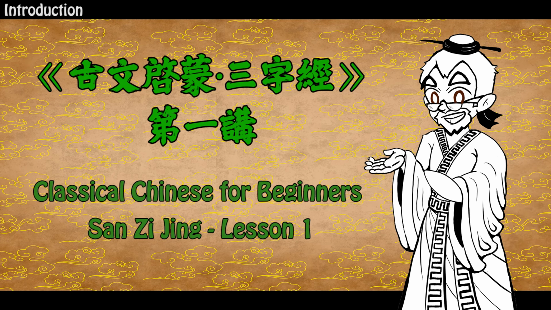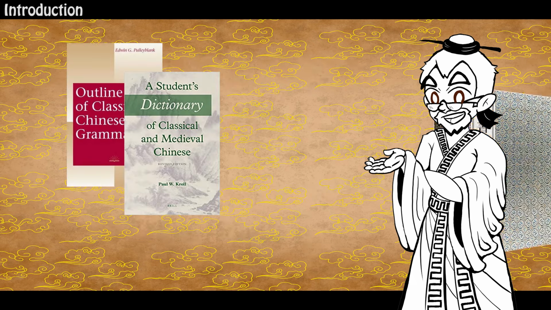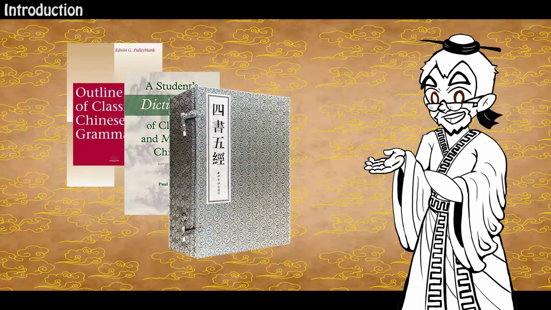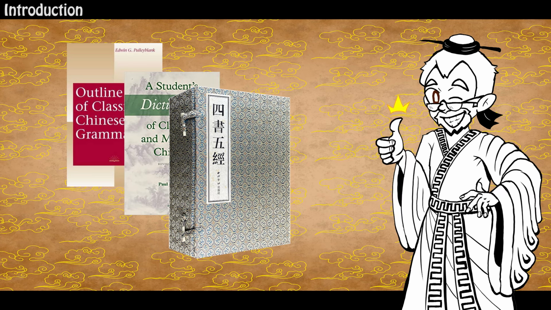I maintain that all you really need to learn Classical Chinese is a grammar, a dictionary, and a classical text to work on. That said, it does of course help to have a teacher, or for lack of a teacher, a YouTuber with delusions of grandeur, on hand to help you on your way.